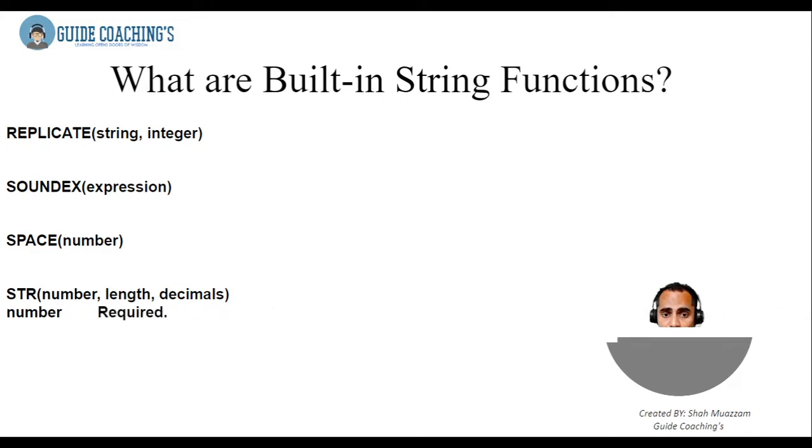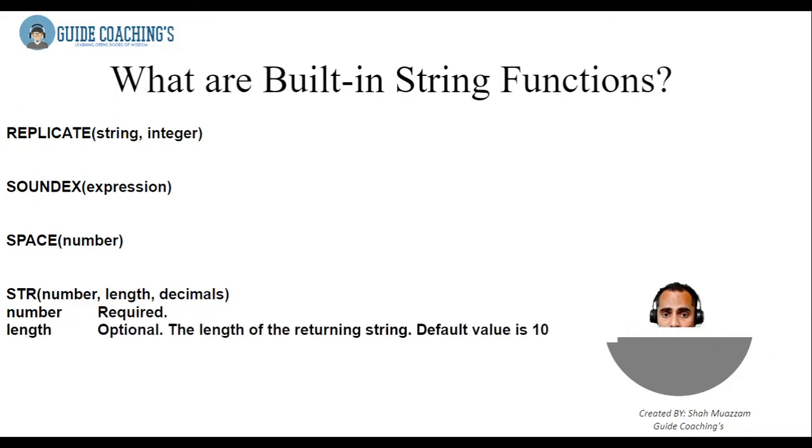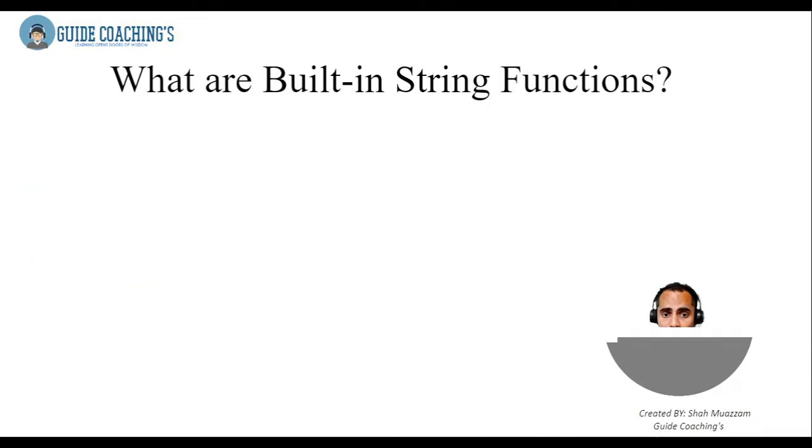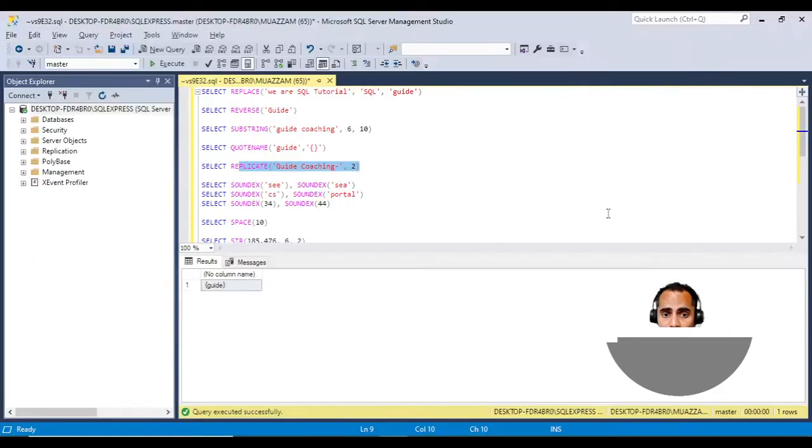Length is by default 10. It has 10 as a value, and the decimal has 0. Whenever we are using that, we will see the example. The two parameters are optional. We can put either one value, and the result will be given.